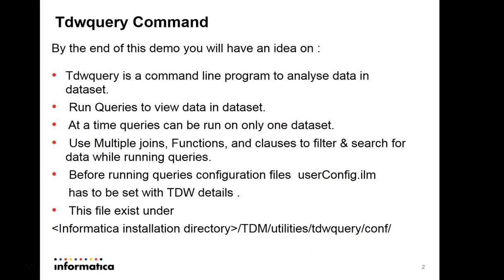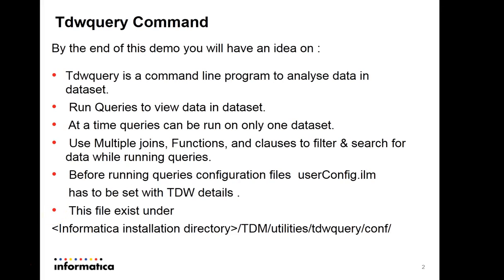So you need to configure the user config.ilm properties with various test data warehouse details like host name, port name, warehouse service name and data set name. One thing to remember here is that at a time you can run queries on a single data set. Currently, running a query on multiple data sets at a single time is not available in TDM 10.1. So in this user config.ilm, we'll be setting a particular data set name and its version. Based on that, the TDW query will be run on that particular data set.